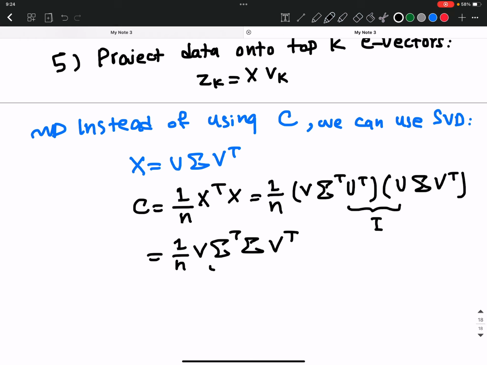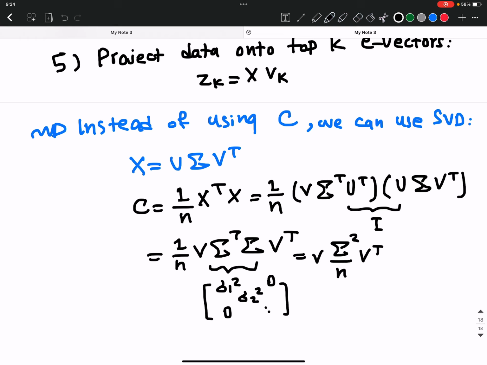And what is this? Sigma transpose times sigma. It's a diagonal matrix, so if you multiply it, it's just the squares of the sigmas. So it's just sigma 1 square, sigma 2 square, and the rest are 0 up to the end. So what I'm getting is as follows. I will just get V sigma square over n times V transpose.